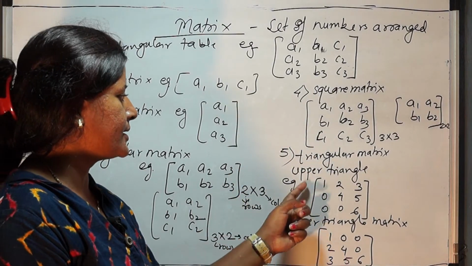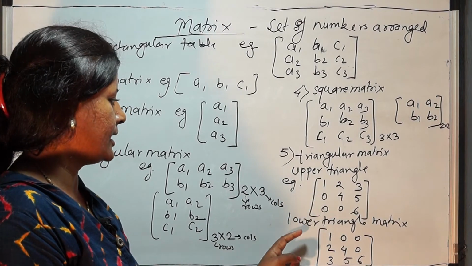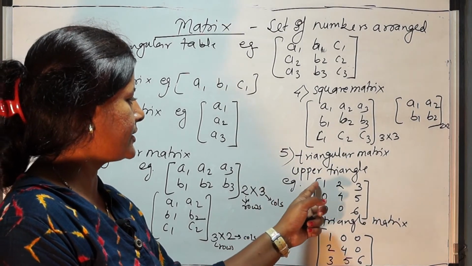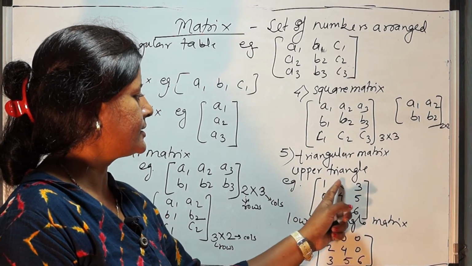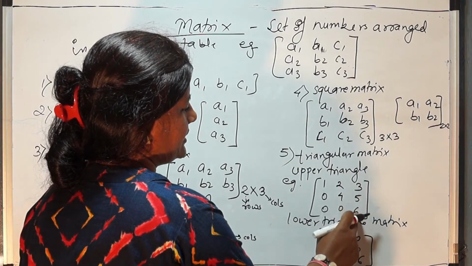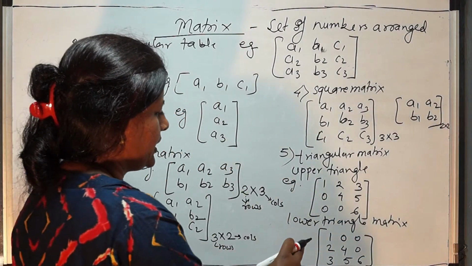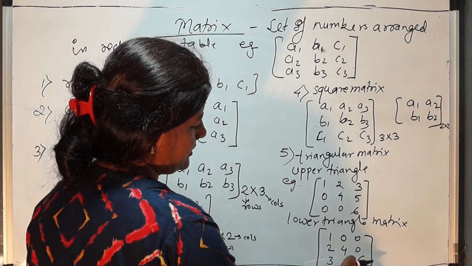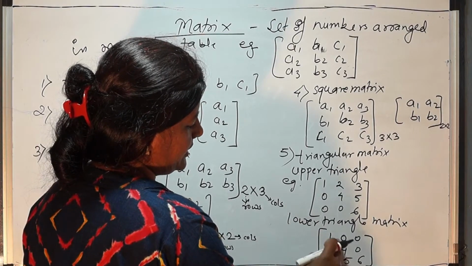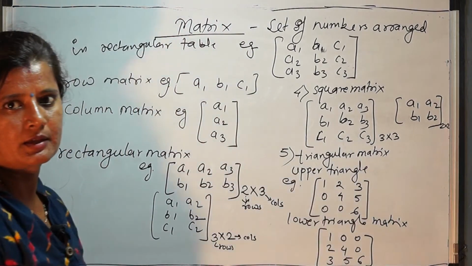In triangular matrix there are two types of matrices, upper triangular matrix and lower triangular matrix. In upper triangular matrix the elements are there in the upper triangle, and the lower triangle elements are 0. In lower triangular matrix the lower elements are numbers and the upper are 0.